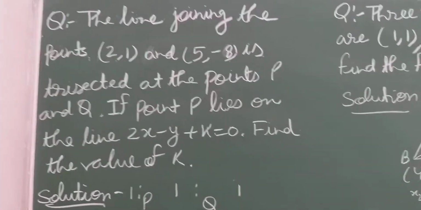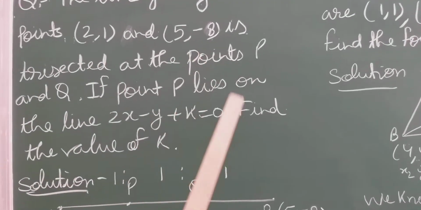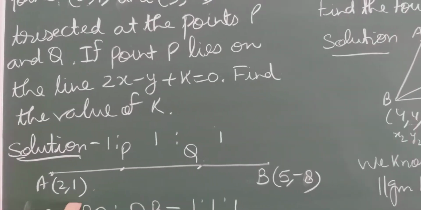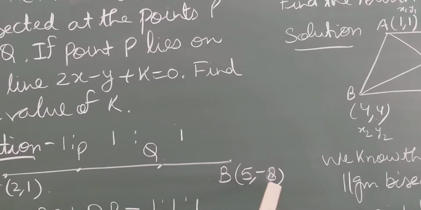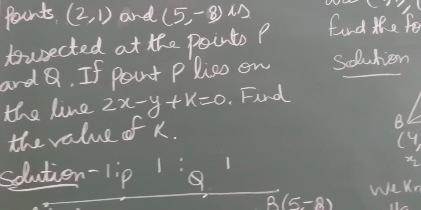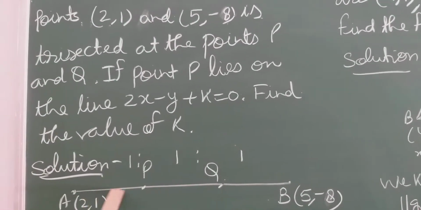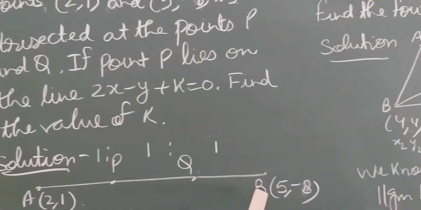So, this is a line segment given, student. Coordinates (2, 1) and (5, -8). So A coordinates (2, 1), B coordinates (5, -8). And P is a point. P and Q are the points of trisection. Okay. P and Q trisect A and B.